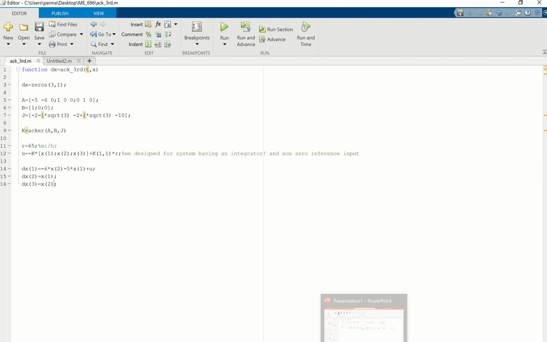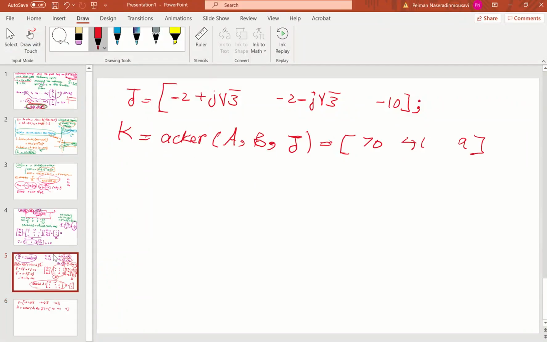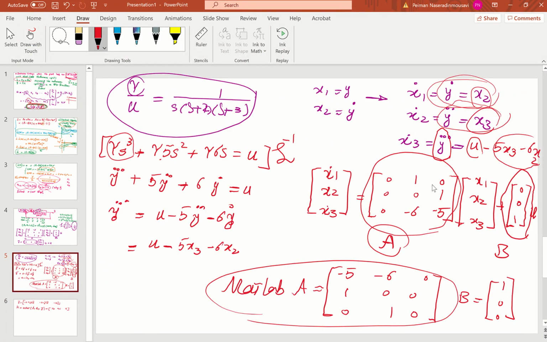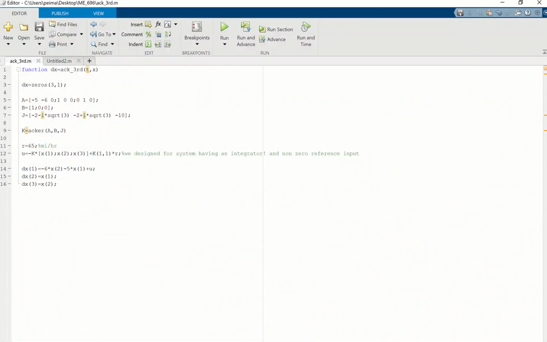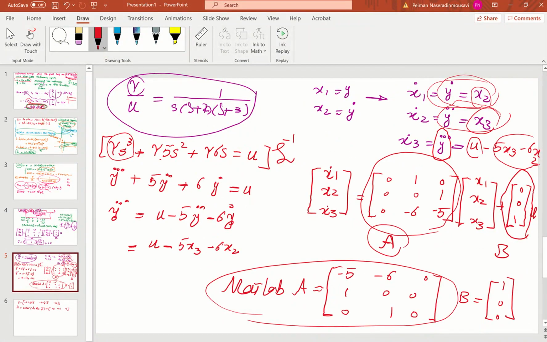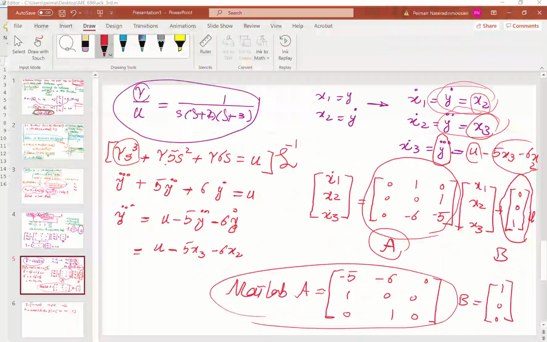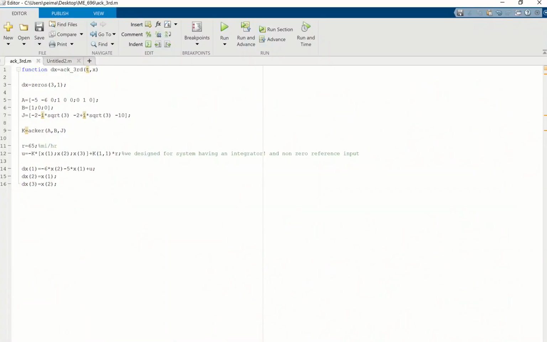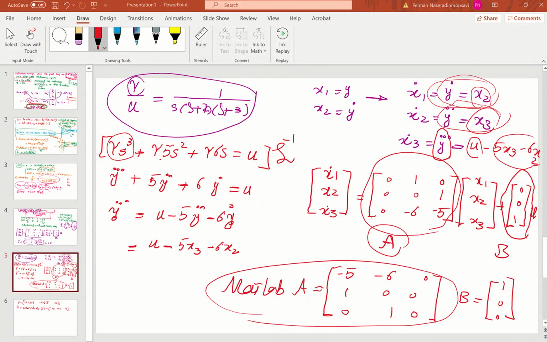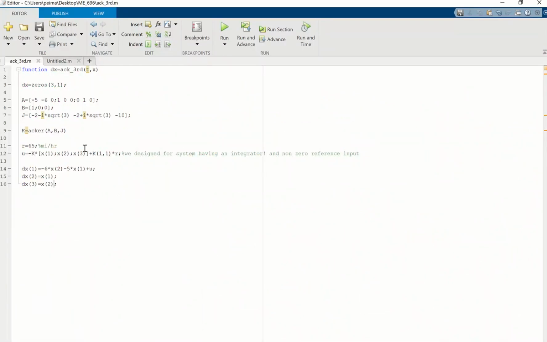Look at here, guys. I just wrote this based on what we did by Matlab. This is the Matlab version. Minus 5, minus 6, x2, minus 5, x1, u, because u is here, 1. X dot 2 is x1, x dot 3 is x2, right?